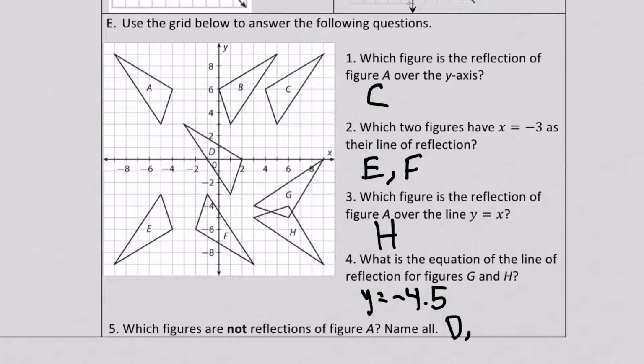So what are the ones that we said no to? We said no to D. We said no to F, and I never wrote it down. And we said no to G. Everything else is a reflection of A.